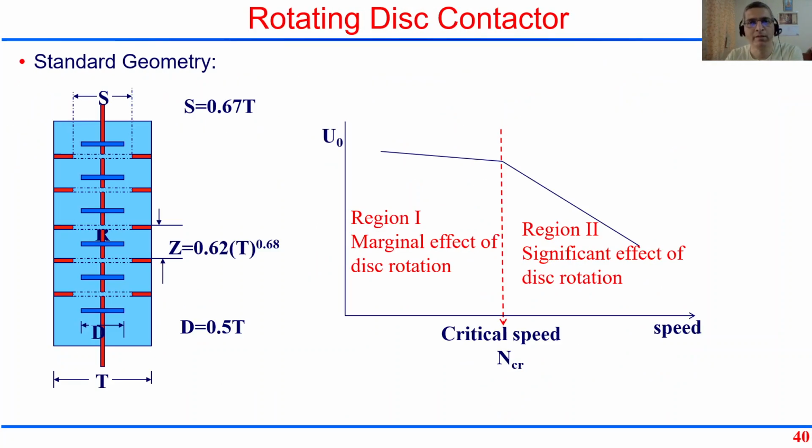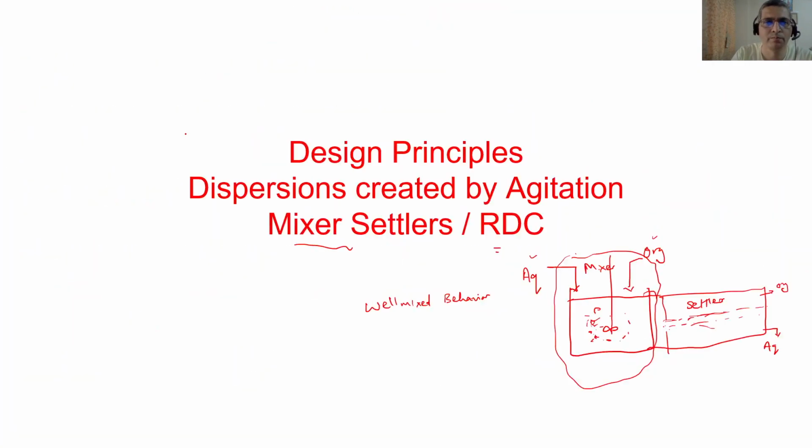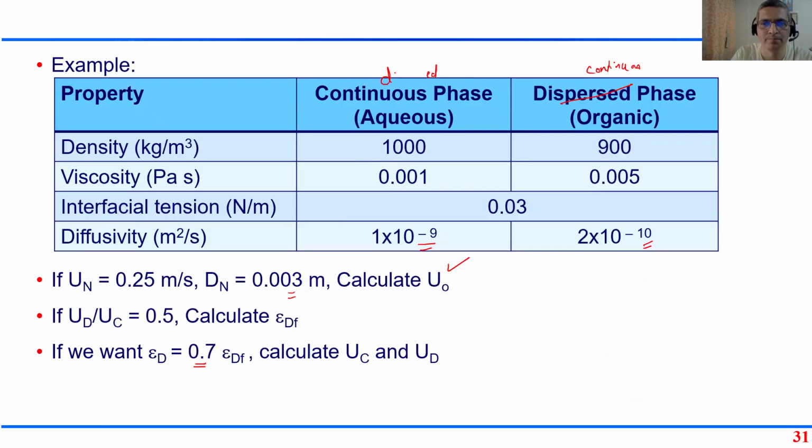The next thing is the rotating disc contactor. This kind of contactor is somewhat an intermediate between a mixer settler and a spray column. So imagine what we talked about in this rotating disc contactor. There is a shell, this is your shell outside. These are the discs that are rotating. These are the stationary stators that are there outside. Remember we talked about this picture last time.